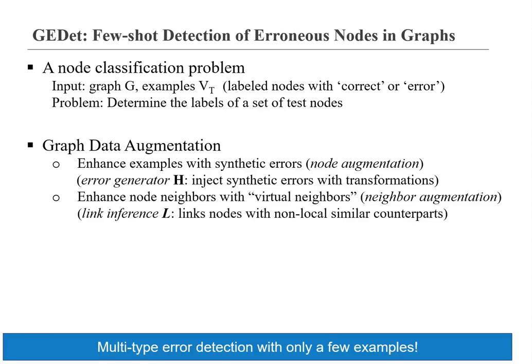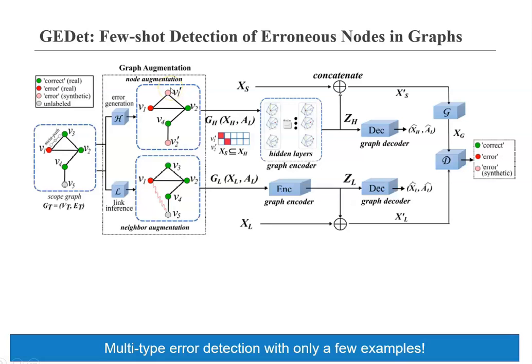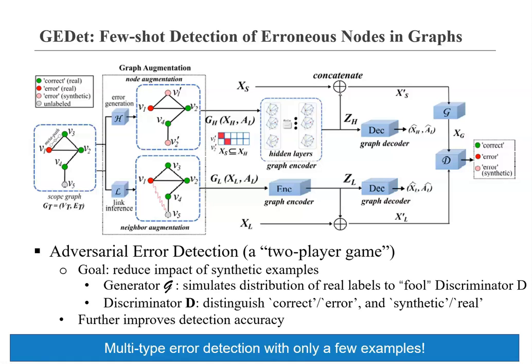We use graph augmentation to enrich training examples and node neighbors, which enables GEDet to learn representative embeddings from only a few examples. After graph augmentation, we leverage graph autoencoders to generate graph embeddings and feed these embeddings to a generative adversarial network. In the adversarial error detection, by forcing the discriminator to differentiate not only error and correct, but also synthetic and real labels, the GAN model further improves the decision boundary for error detection.